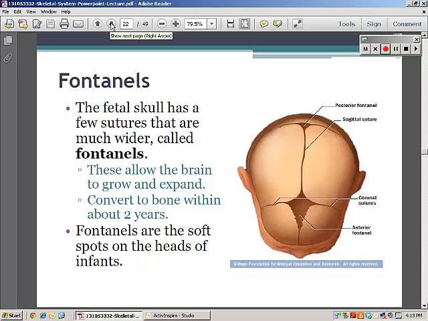So toddlers have these, and part of the reason is that the brain more than doubles in size within the first 2 years of life. So it's very important that these fontanelles are there. They're kind of like spacers to allow the brain to grow. So we call them fontanelles.